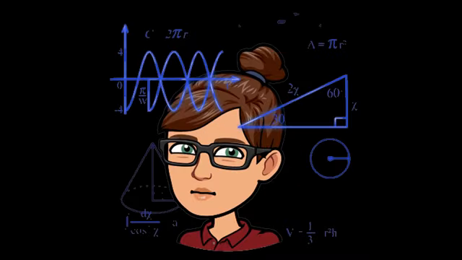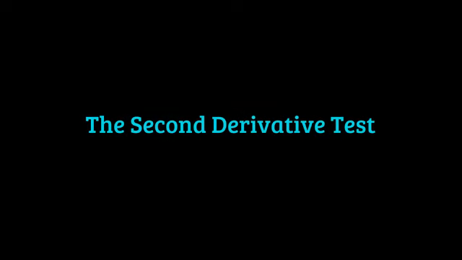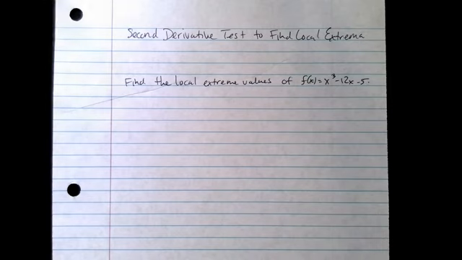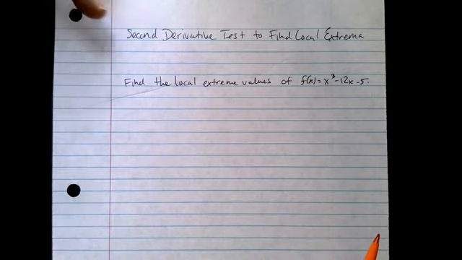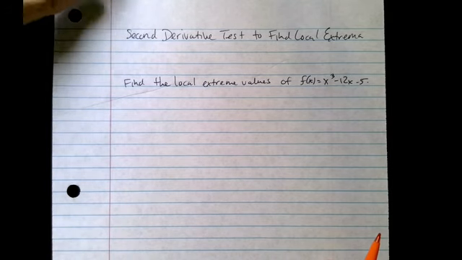On this episode, Stevenson will demonstrate: we have the first derivative test to find our local extrema. Well, you can in some instances use the second derivative test to also check your local extrema. Here's how you do it.